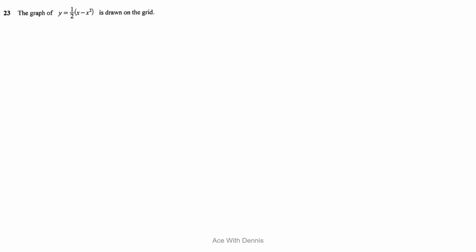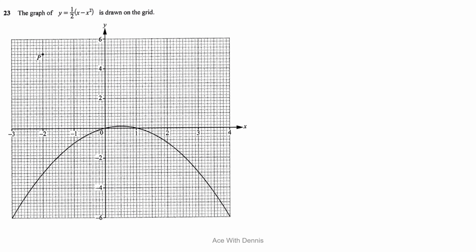Question 23. The graph of y equals half times x minus x squared is drawn on a grid. So here's the graph. A. Write down the equation of the line of symmetry of the curve.